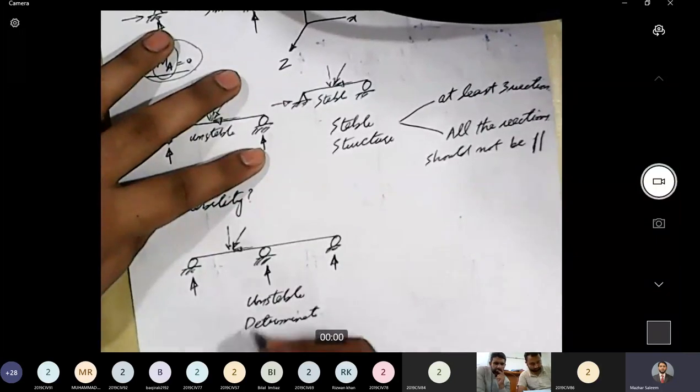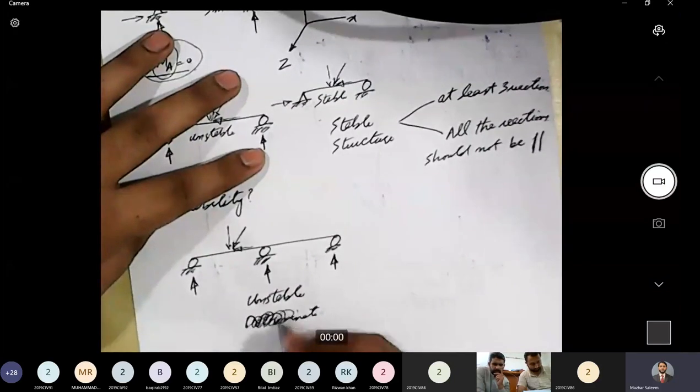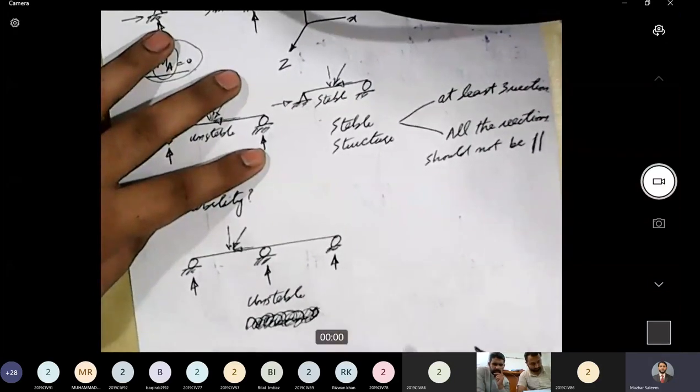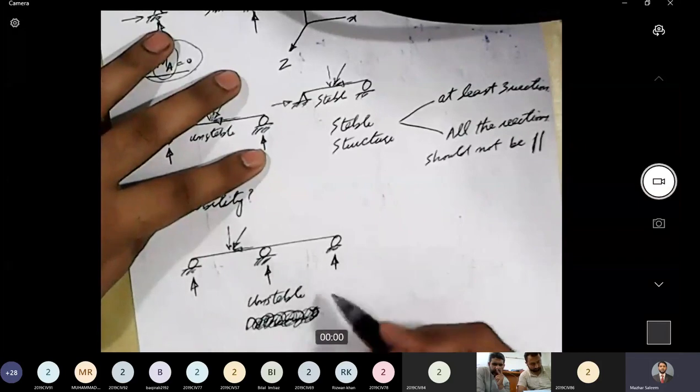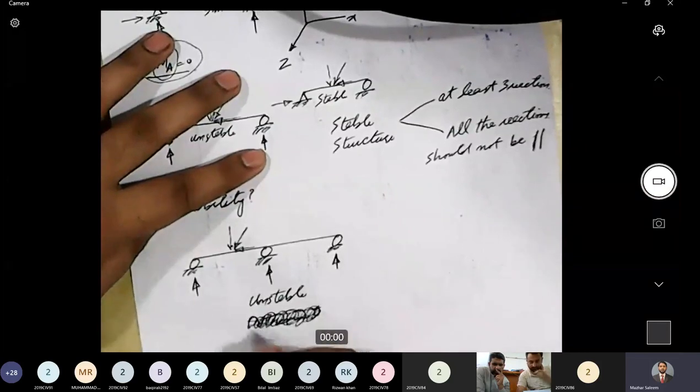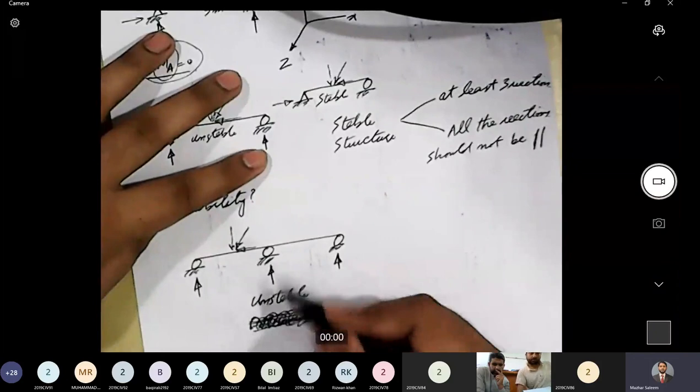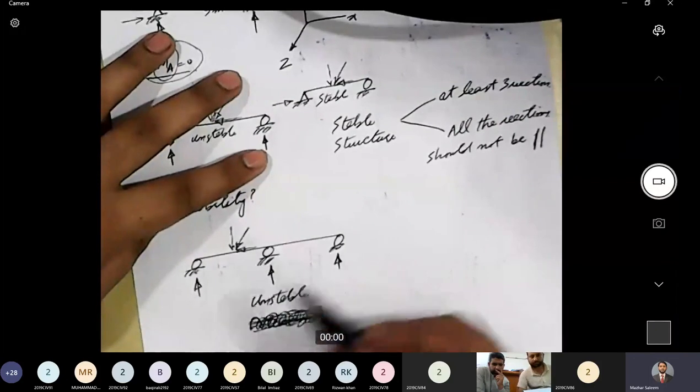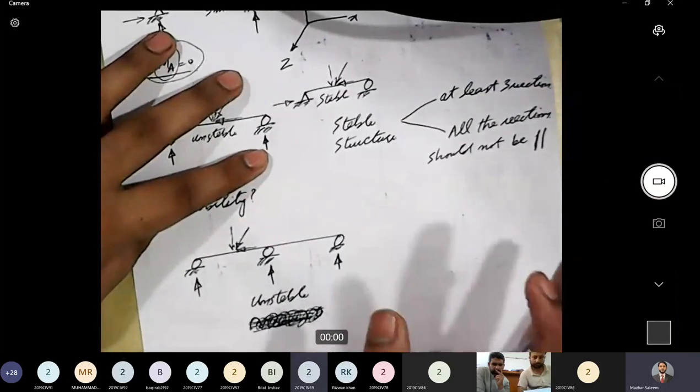Or actually, even this is not a determinate structure as well. Let's not go into that discussion. At this point, probably it is difficult to understand. This structure is not even determinate, but let's forget about that. What I want to highlight here is its stability, that this structure is an unstable structure.